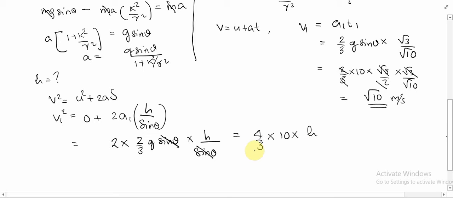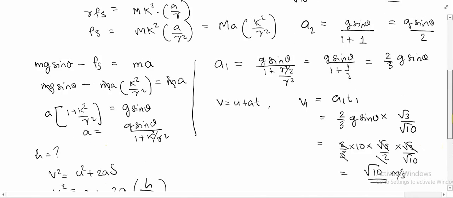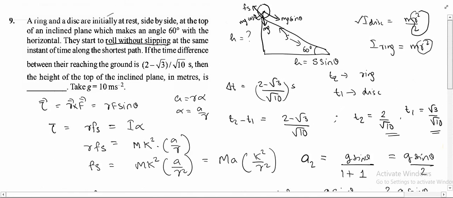So v1 square, we have already found v1 as root 10, so v1 square will be 10. So 10 is equal to 4 by 3 into 10 into h. So you can cancel the 10s, and you will get h is equal to 3 divided by 4. 3 by 4 is 0.75 meters. So that's your final answer. This is a lengthy question, but it's a very good question. Try practicing it. Thank you. So the height is 0.75 meters.